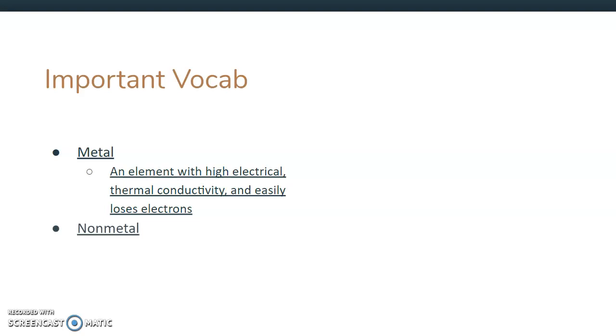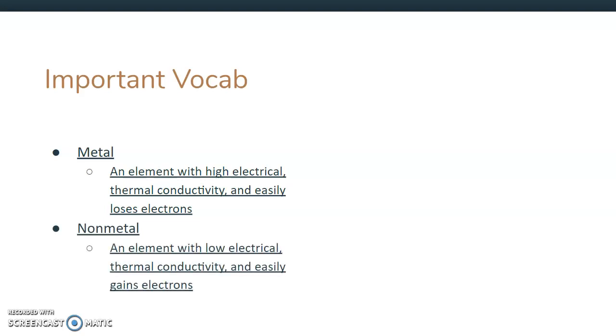So our next word is non-metal. A non-metal is an element with a low electrical and thermal conductivity and easily gains electrons. So just the opposite of a metal, right? So if we have electricity passing through a non-metal, it does not go through easily. It usually will stop. And same with the thermal conductivity. It takes a long time to transfer heat through non-metals.